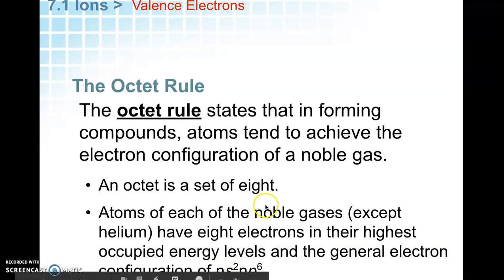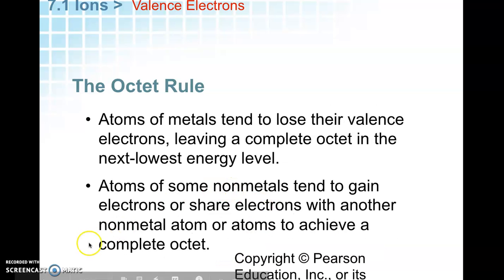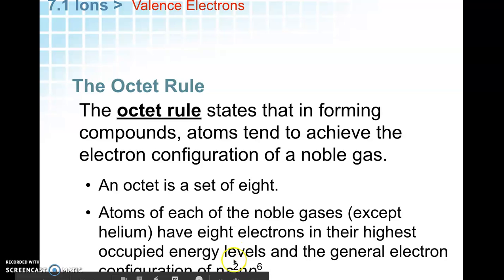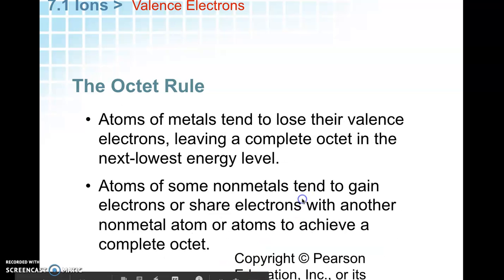So right here, you can see in these that s2p6, which is 8 electrons in the valence shell. Atoms of metals lose valence electrons, so the ones on the left-hand side lose valence electrons. Atoms of the non-metals, those on the right-hand side of the periodic table, tend to gain electrons, or they will share electrons, which we'll get to down the road. But again, their goal is to achieve an octet.